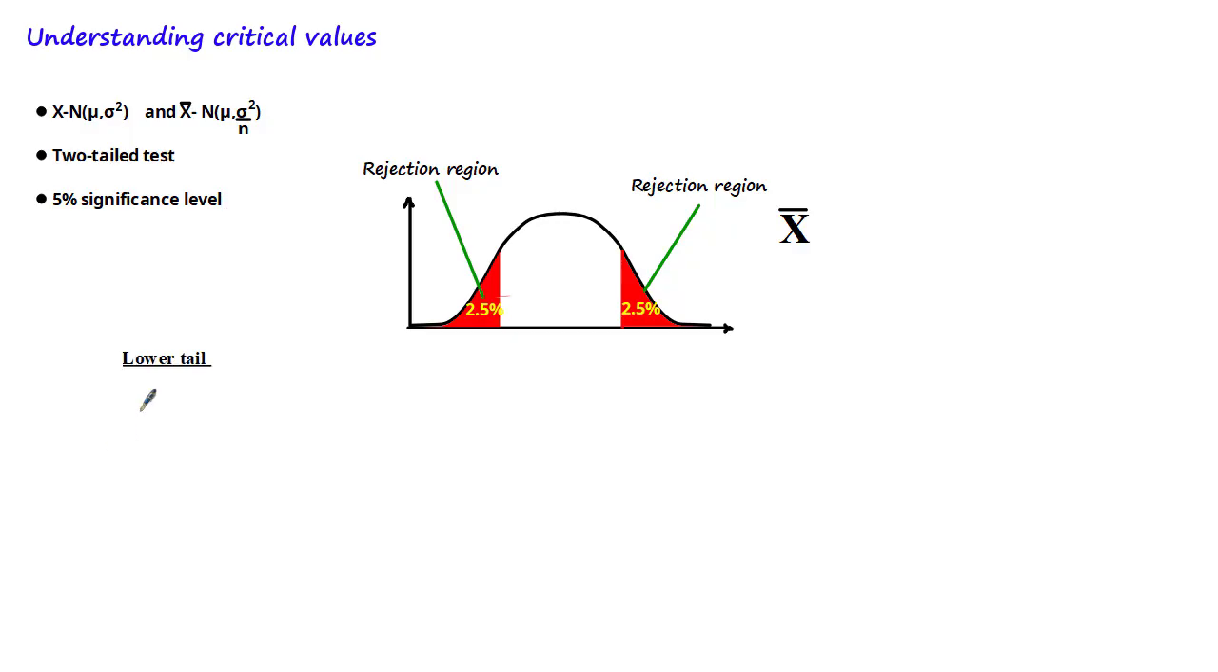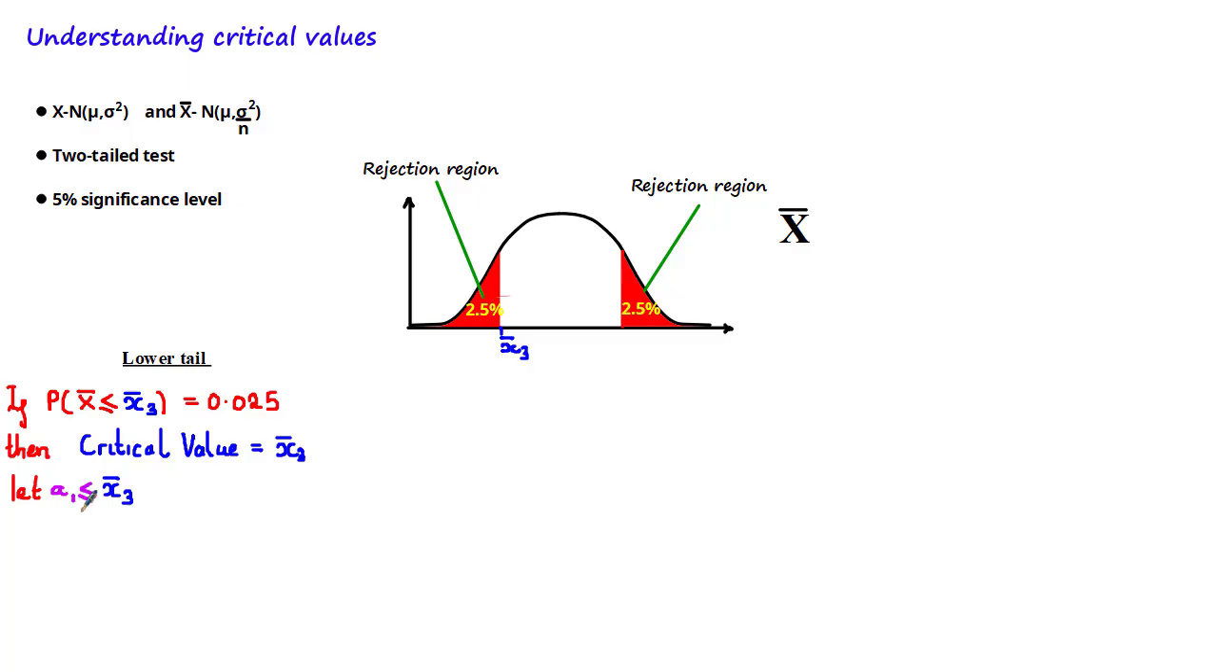So, starting with the lower tail, if there is a value, say x bar sub 3, such that the p-value is exactly equal to 0.025, or half of the significance level, 2.5%, then the critical value would be equal to x bar sub 3, which would correspond to this position on the diagram.